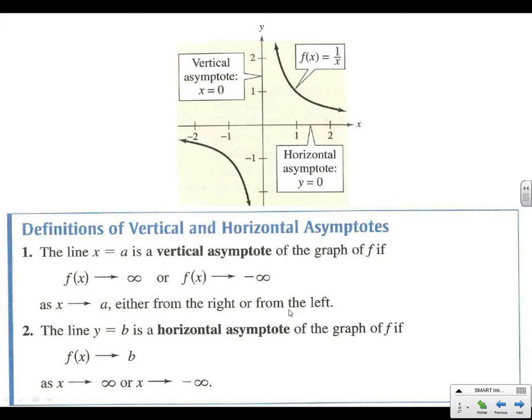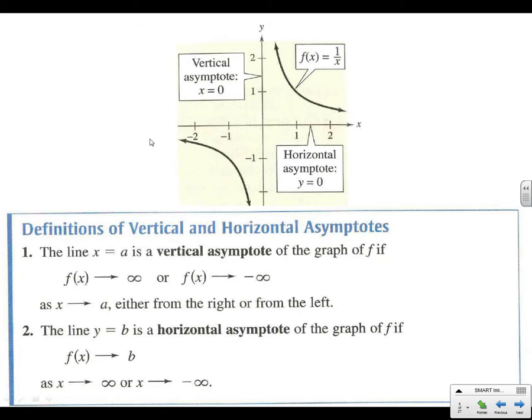All right, so let's talk about this. What is the definition of an asymptote? An asymptote is a line we're not going to cross. As x approaches a, we'll call that a vertical asymptote if the y values are going to infinity or negative infinity. Same thing going the other way.